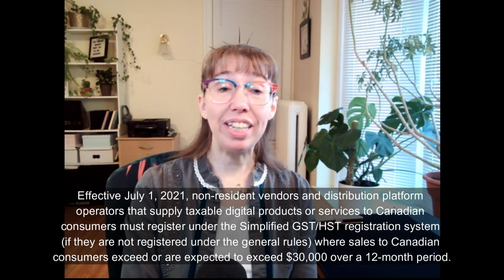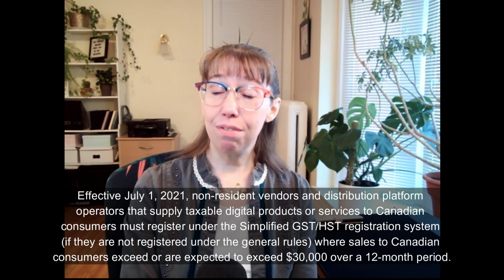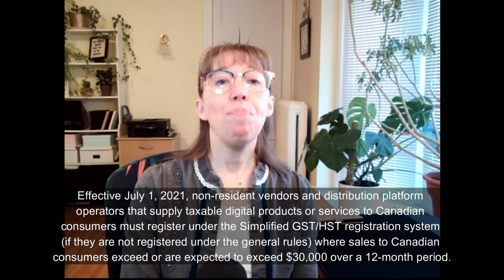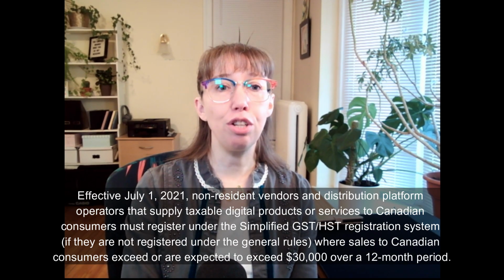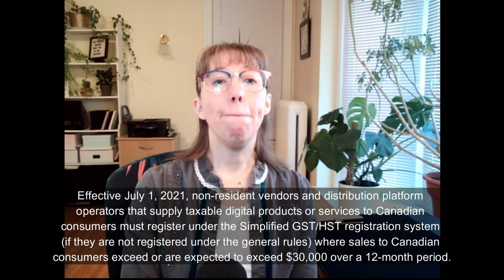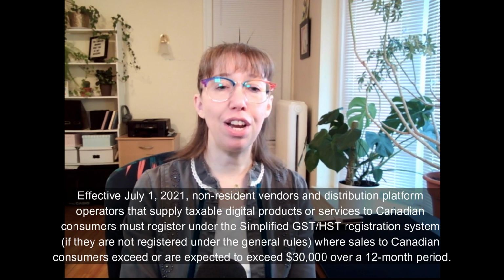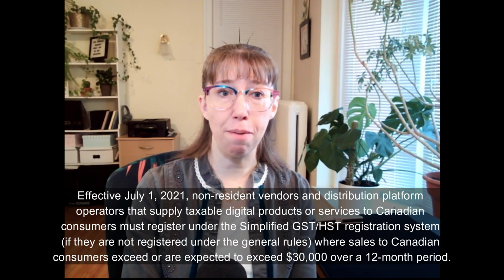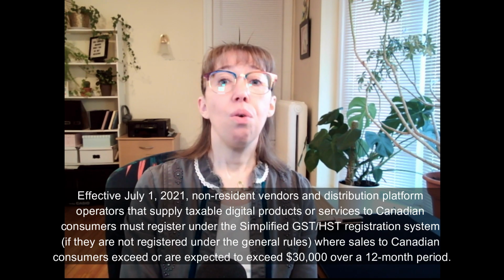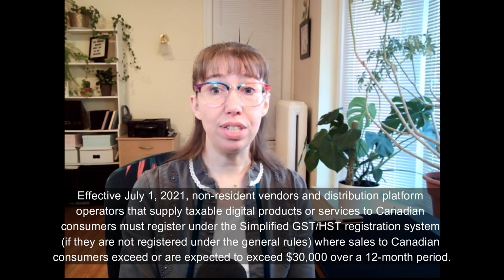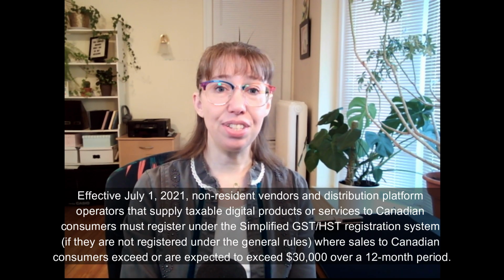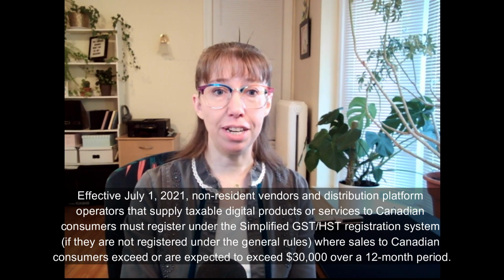Effective July 1st, 2021, non-resident vendors and distribution platform operators that supply taxable digital products or services to Canadian consumers must register under the Simplified GST/HST registration system, that is, if they are not registered under the general rules, where sales to Canadian consumers exceed or are expected to exceed $30,000 over a 12-month period.